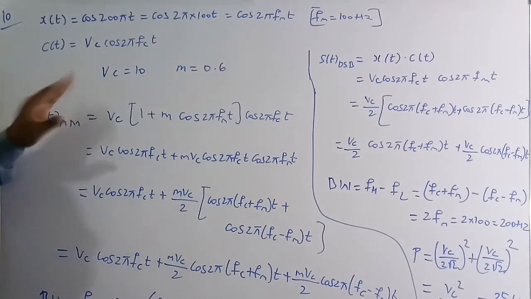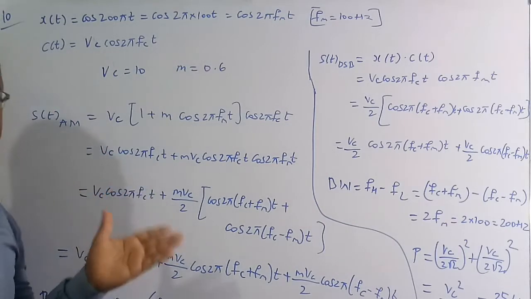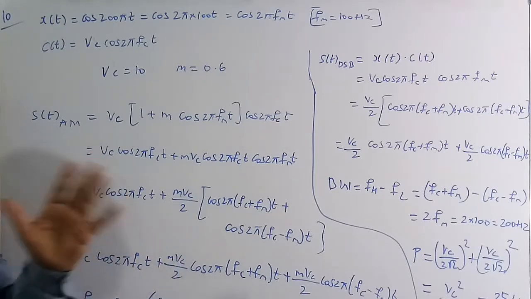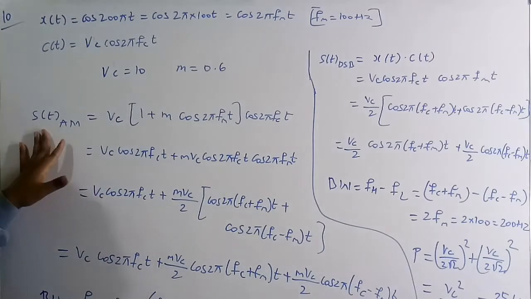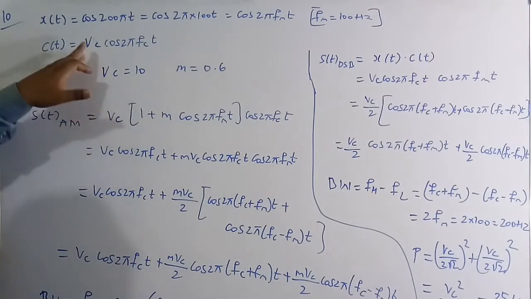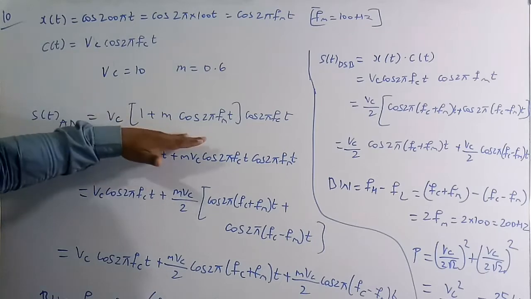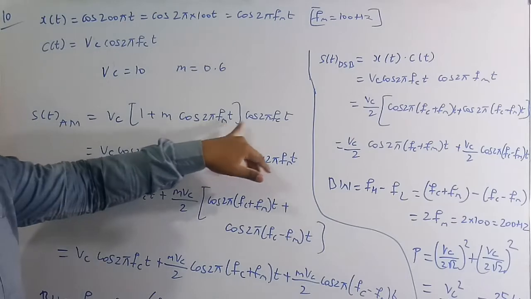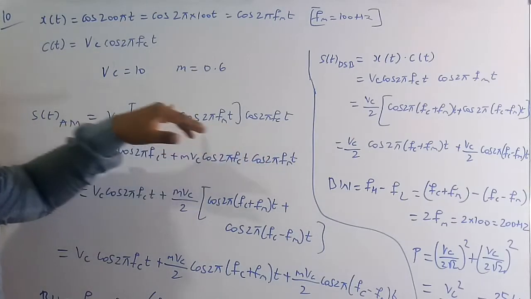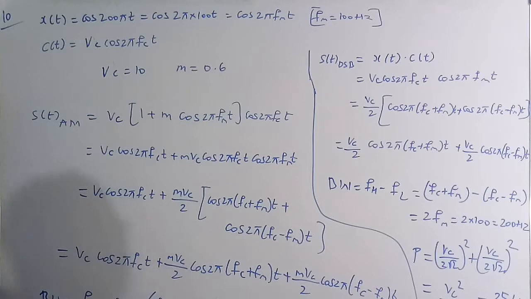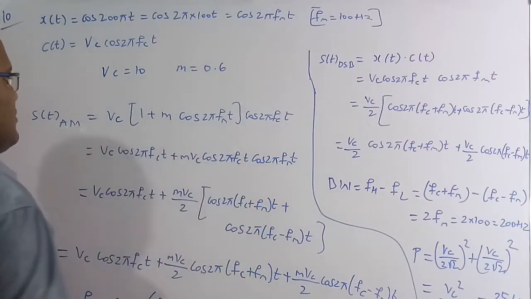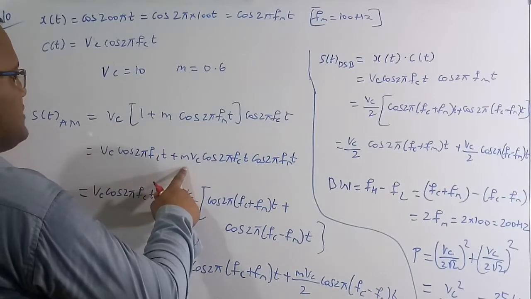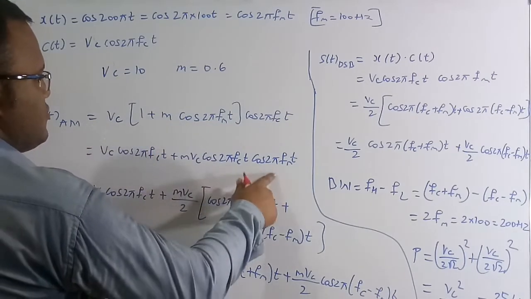So for this signal, for the AM signal we need to figure out the bandwidth and the power, and for the DSB signal the bandwidth and the power. So AM is nothing but, here we need to add Vc plus x of t. Basically this is a standard equation, which is Vc into 1 plus m cos 2 pi fm t, into cos 2 pi fc t. I have already told you this many times previously also. Now I am going to multiply this inside, so Vc cos 2 pi fc t plus m Vc cos 2 pi fc t into cos 2 pi fm t.